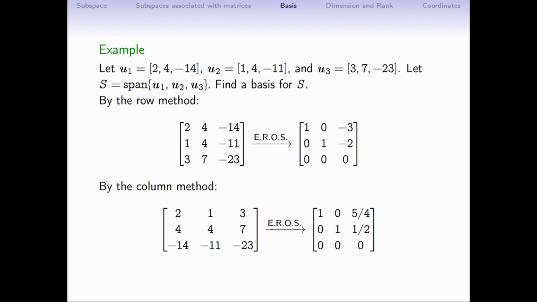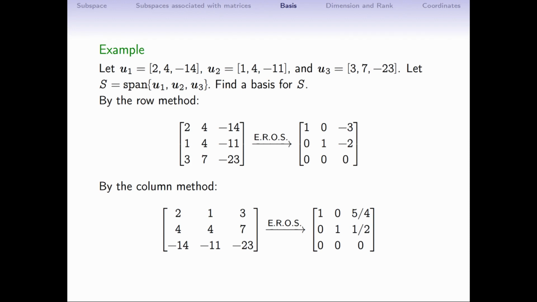So in this example, I've got three vectors in R3, a vector I'm calling u1, a vector I'm calling u2, and a vector I'm calling u3. S is going to be the span of this collection, u1, u2, and u3. Now we want to find a basis for S.